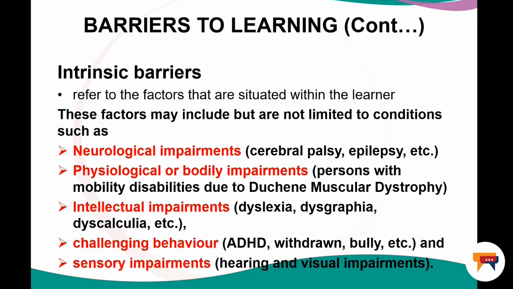Now, looking at intrinsic barriers, this refers to the factors that are situated within the learner. These factors may include, but are not limited to, conditions such as neurological impairments, which can include, for example, cerebral palsy, epilepsy, and so forth. Physiological or mobility impairments may include persons with mobility disabilities due to Duchenne muscular dystrophy, and so forth.